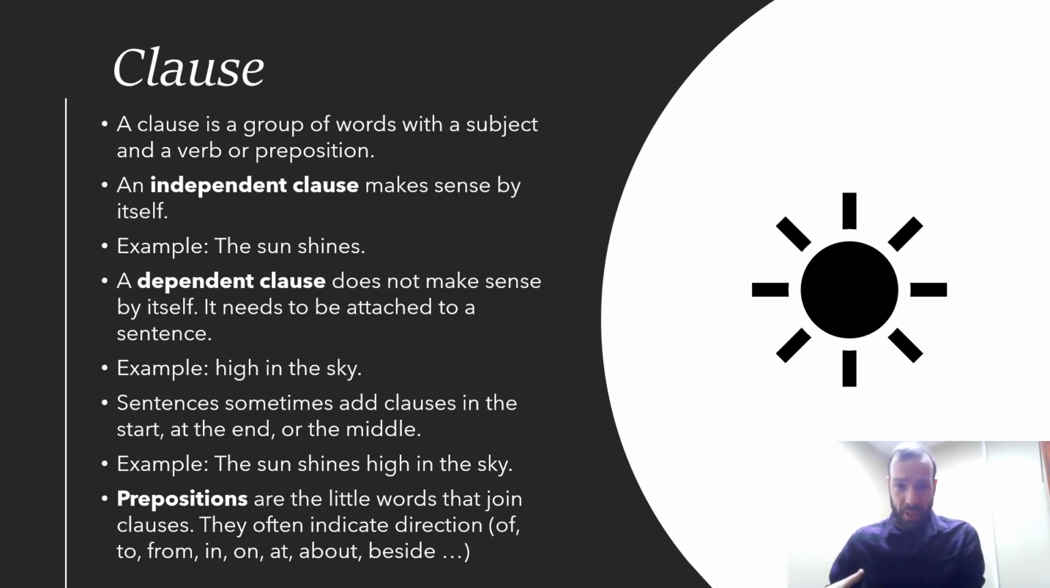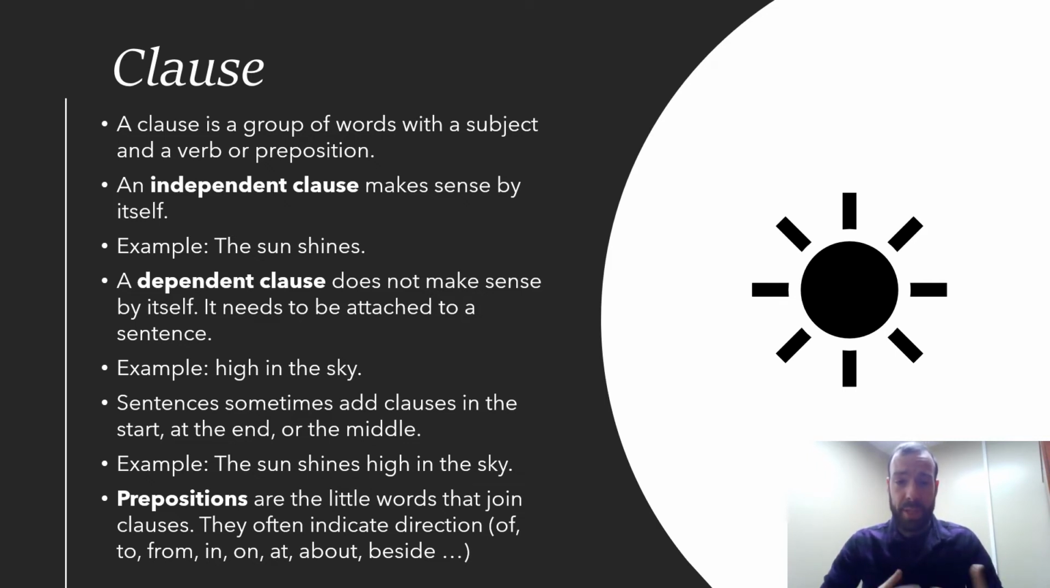So, for example, the clause high in the sky is a phrase, a group of words, and it doesn't make sense by itself. Even though we have a noun, we have a thing in the clause, the sky, we don't know what is high in the sky. So we need to attach this to a different sentence for it to make sense. Sentences will add in clauses at the start, they'll add them at the end, and sometimes they even add them in the middle. Often they're separated from the rest of the sentence by commas, but not necessarily.